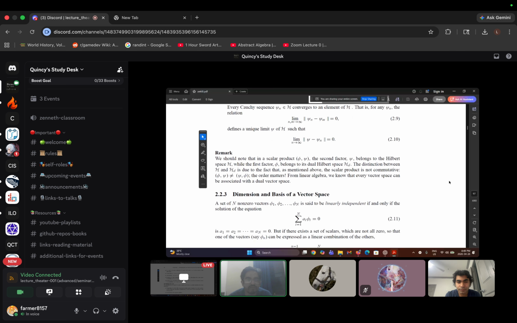Remark. You should note that in a scalar product (phi, psi), the second factor, psi, belongs to the input space H, while the first factor, phi, belongs to its dual input space H dagger. The distinction between H and H dagger is due to the fact that, as mentioned above, the scalar product is not commutative. The order matters. Fair enough. From linear algebra, we know that every vector space can be associated with a dual vector space.